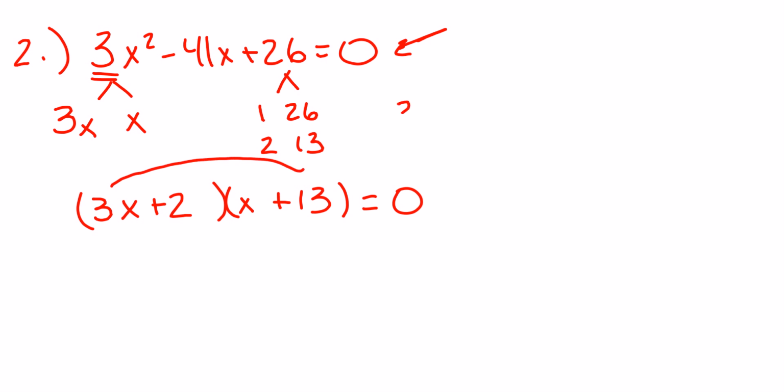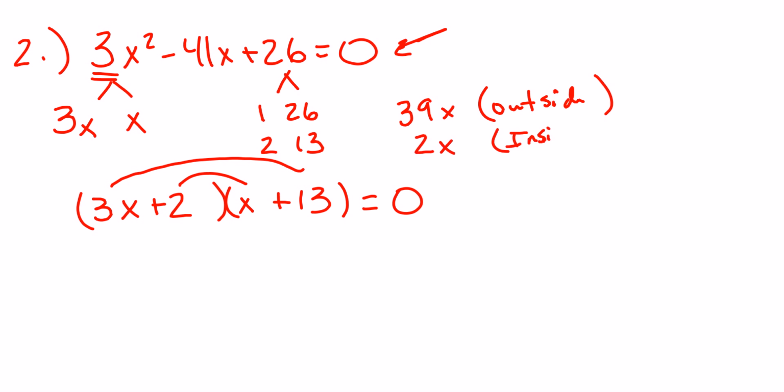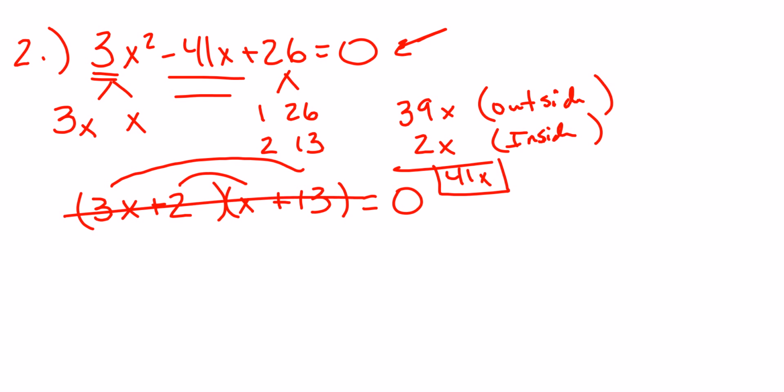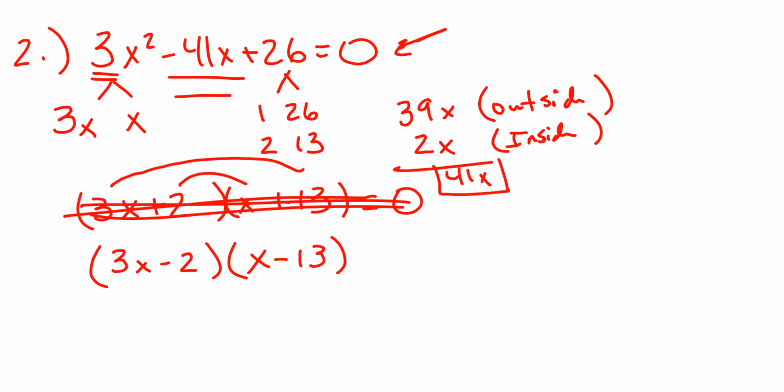So I do the outside. Get 39x. Remember, that's the outside of FOIL. And then we do the inside. 2x. Together, that's 41x. Well, the middle is negative 41x. So that answer is really, really close, but it's not right. Remember, if you ever have the right number with the wrong sign, you just change both signs. So instead of 2 and 13, I'm going to have negative 2 and negative 13. And that one's correct.